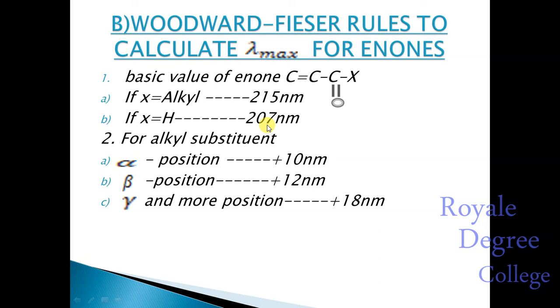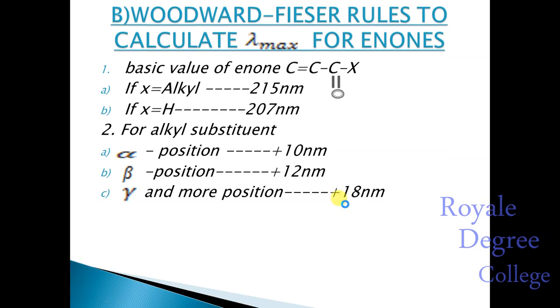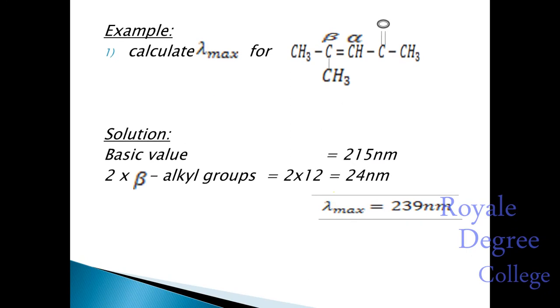nanometer. For alkyl substituents, if the alkyl is substituted at the alpha position, the value is plus 10 nanometer. If the alkyl substituent is at the beta position, plus 12 nanometer. If the alkyl substituent is at the gamma or higher positions, the value is plus 18 nanometer. Now we'll do the problem.